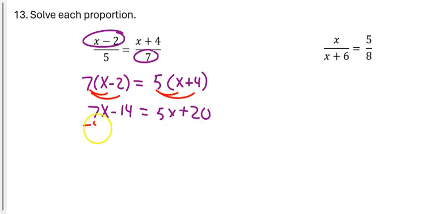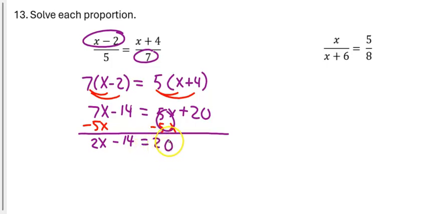I always take care of the x values first. I like to keep the number in front of the x to be positive. So I'm going to subtract 5x from both sides to get rid of the 5x on the right side. So I end up with 2x minus 14 equals 20.